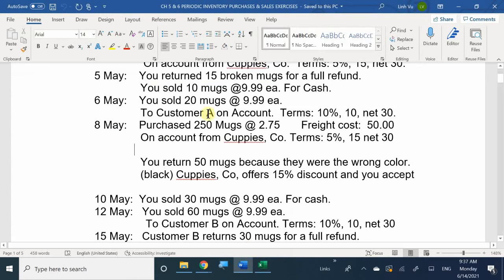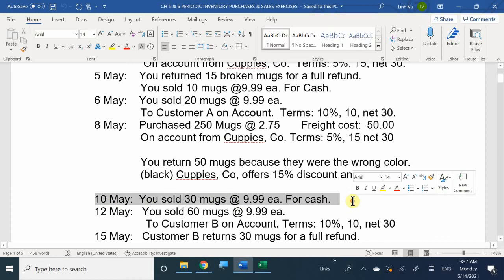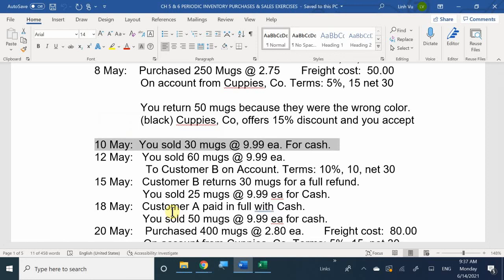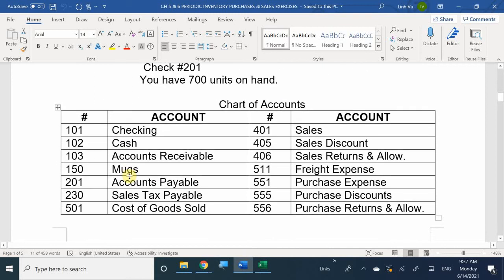Okay. So then, what has happened on May 10? You sold 30 mugs at $9.99 each for cash. Okay. So, how should my journal look like? Again, let's take a look at the chart of accounts if you need help. So how should my journal look like?